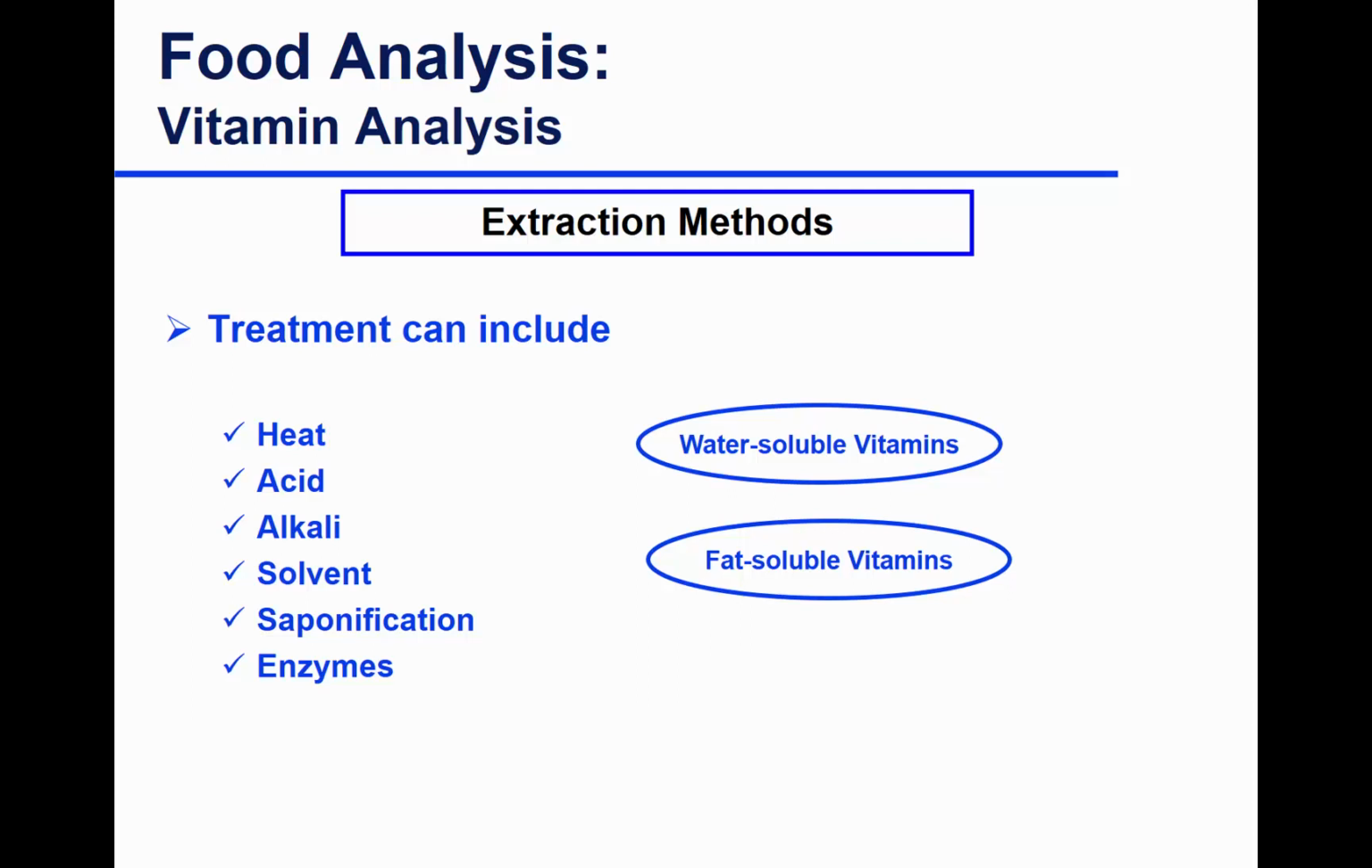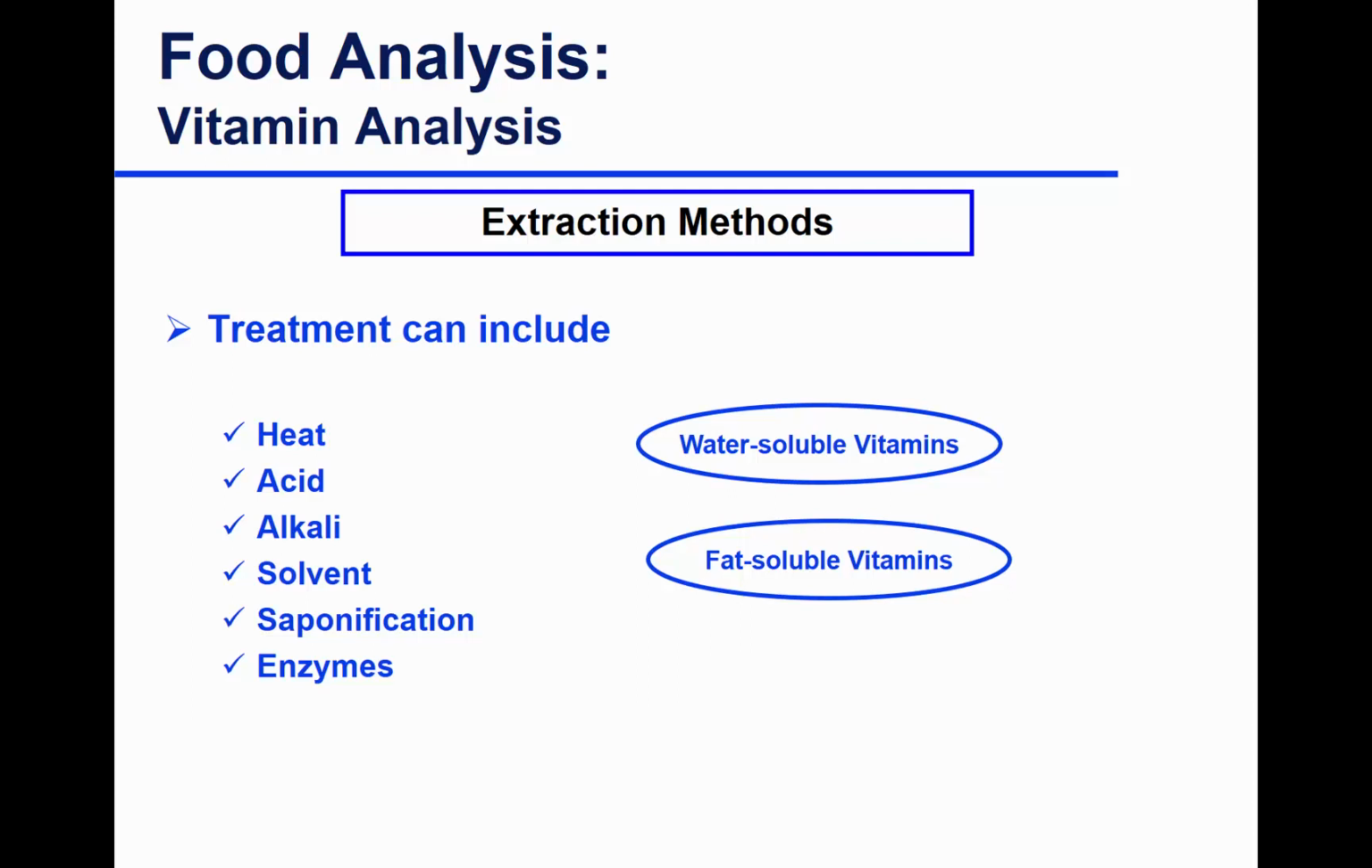If we are analyzing content in a complex matrix, obviously we need to extract the vitamins for analysis. For the water-soluble vitamins, we often use heat as well as either acid hydrolysis or alkali hydrolysis to extract them. If we're analyzing fat-soluble vitamins, we need to do saponification to break them from fat components, and then use an organic solvent to extract them, and then they will be ready for analysis.